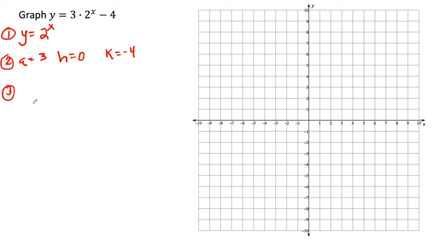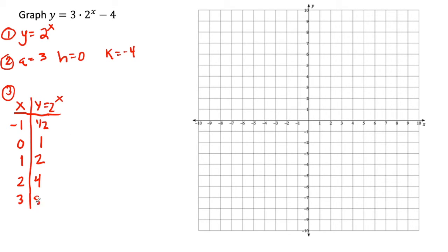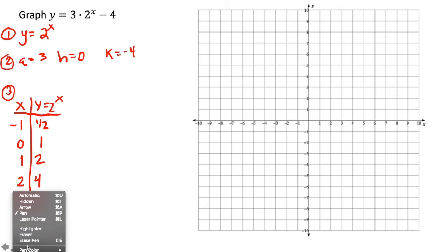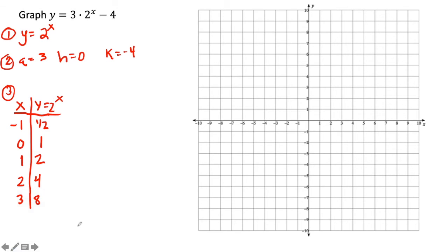So we're going to take points from our parent function, x, y. So at -1, our output is 1/2. At, let's say, 0, our output is 1 on the parent function. Right? So this is 2 to the x. At 1, we're at 2, and at 2, we're at 4. At 3, we're at 8. So we're going to transform this based on our rule for the transformation.